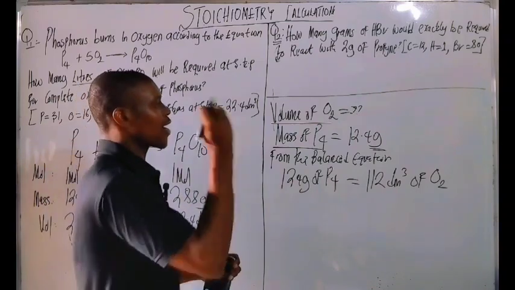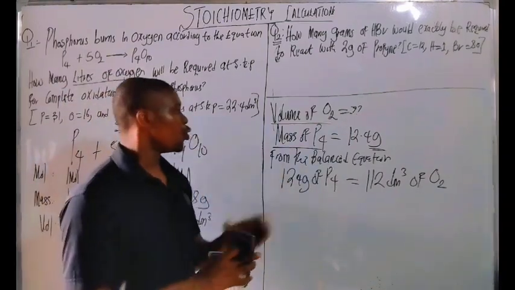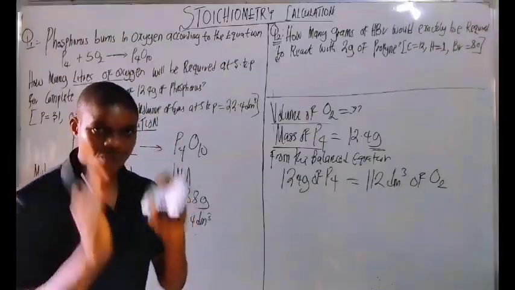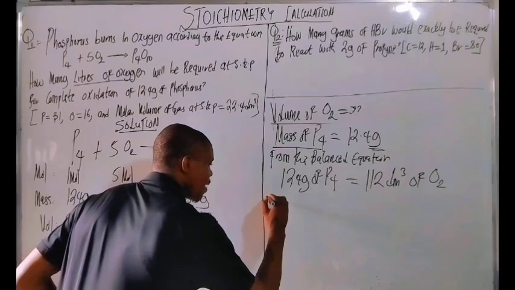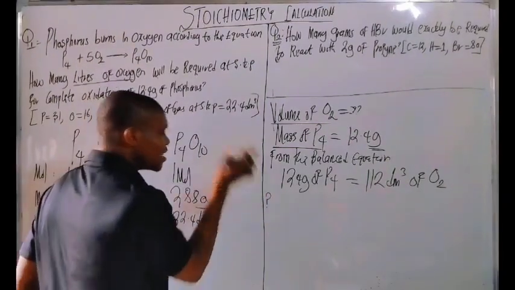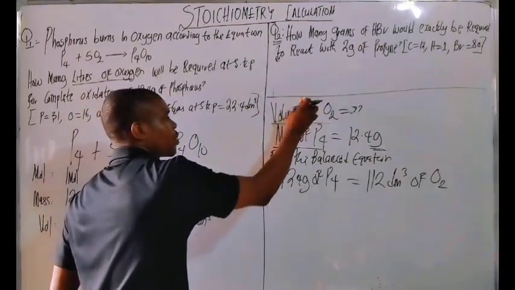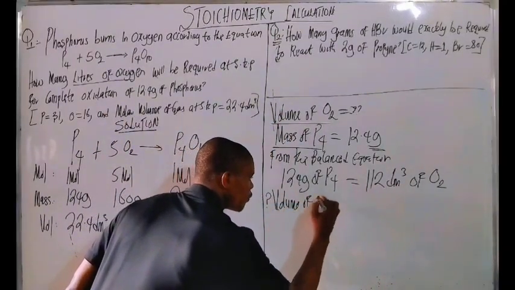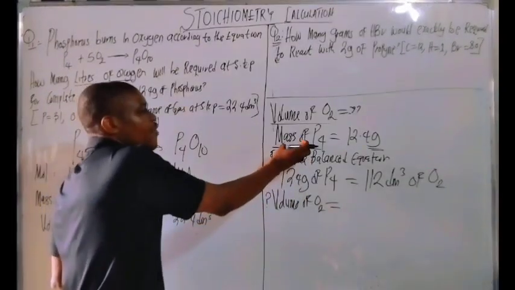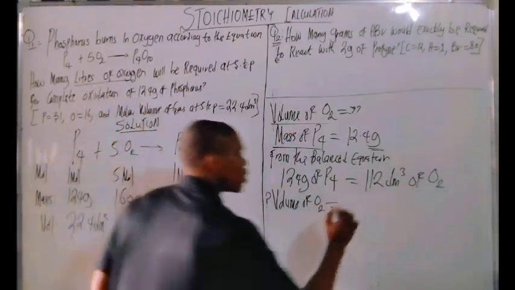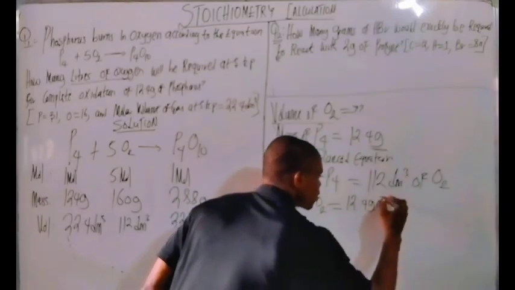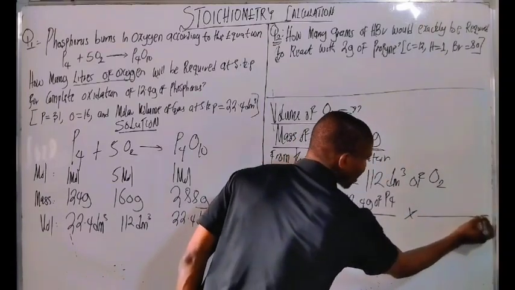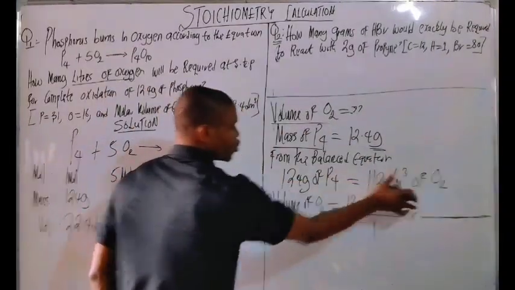Now, the last step is to calculate the volume of O2 using this. As easy as it is, just watch out. Remember, we are going to put a question mark here. Why do we put a question mark here? Because we are looking for this. So it's going to be question mark volume of O2 equals to, now they gave us the mass of phosphorus, which is 12.4 gram of P4 over 1. I'll put a division sign here. You understand? This is where I'm not going to use this one here.